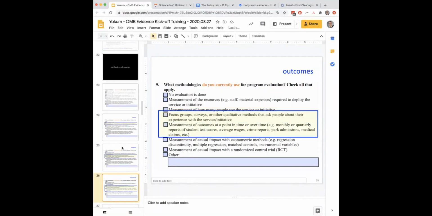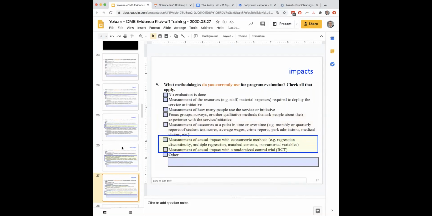Outcomes, which can also be partly gauged with surveys and things like that, as well as data like monthly or quarterly reports of student test scores, average wages, crime reports. These are examples of outcomes. And then these final two categories of measurement of causal impact have two main categories, one of econometric methods, which I'll say more about in a second, and randomized controlled trials, or RCTs.